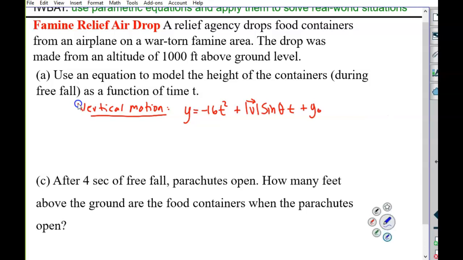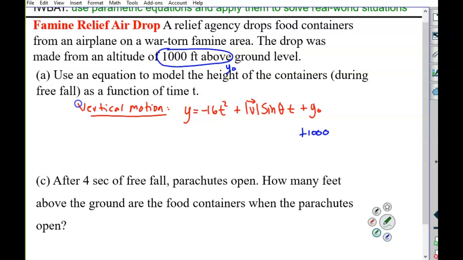We're going to write an equation that models the height of the container during the free fall as a function of time. Now you notice they haven't given us a lot of the information that we had with the baseball problem, but we can still find that stuff out. What is the 1,000 feet in this problem? The initial height. This is y of 0. It's where the package is when time is 0. That's what that 0 means, initially. So I know that it is 1,000 feet in the air.